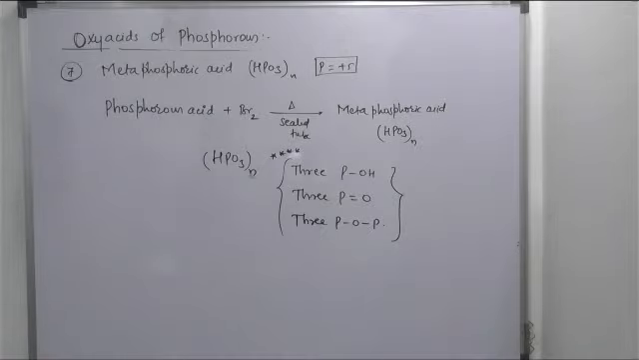Correct? Then, in these oxyacids of phosphorus, we should talk about the hybridization of the phosphorus present in them. What is the hybridization of phosphorus in each oxyacid of phosphorus? That is all the part we have to learn now.